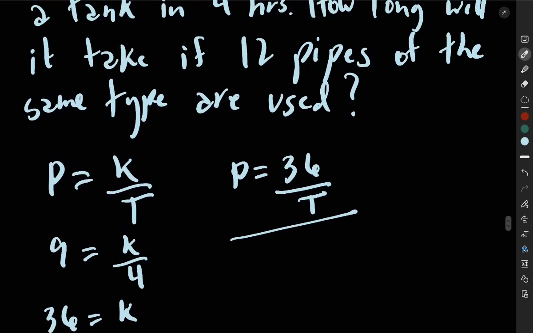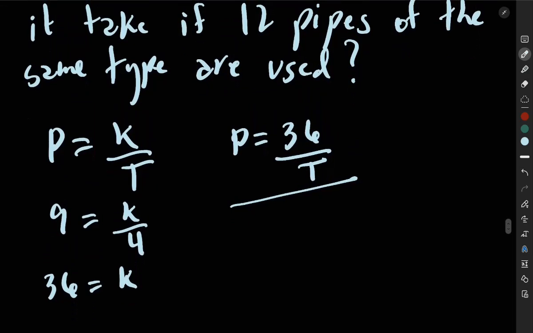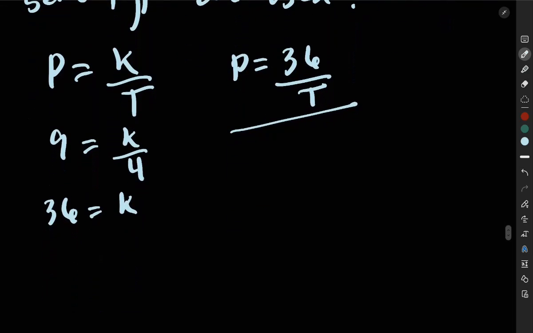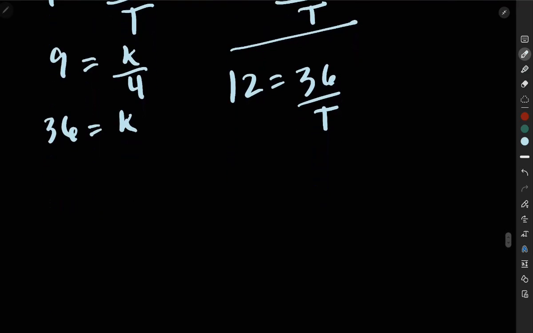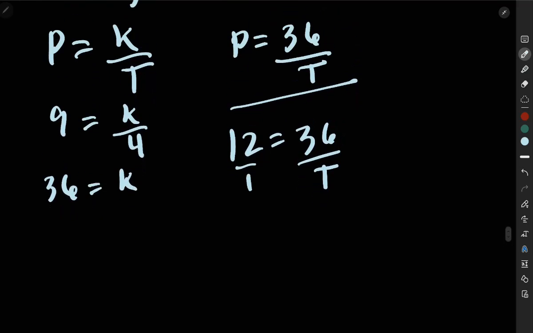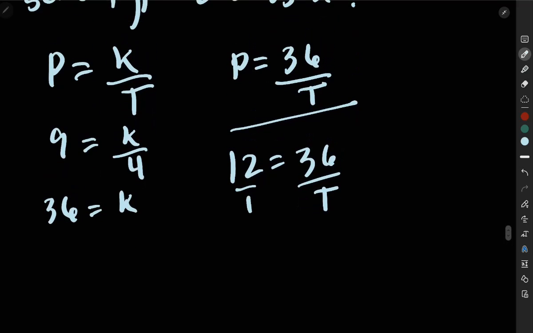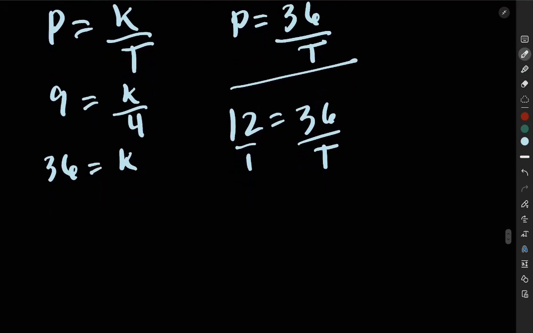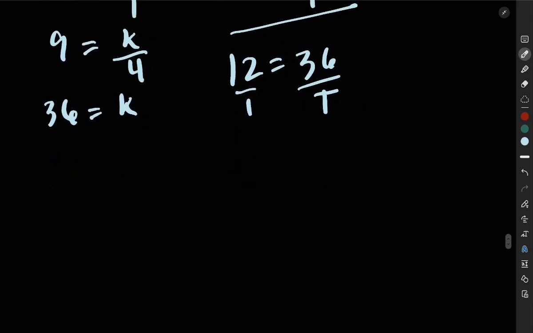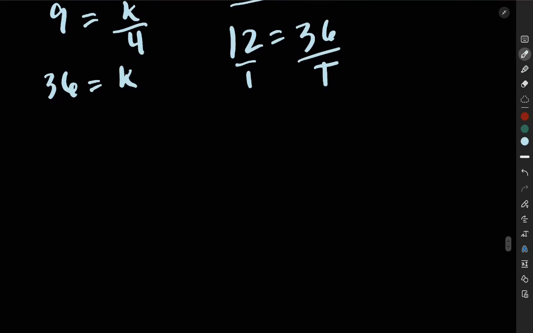Now it says how long will it take if 12 pipes of the same type are used. So there are 12 pipes. I'm gonna solve for time. So 12 pipes equals 36 over T. So 12 is the same as 12 over 1. Any whole number always has an invisible 1 at the bottom. So we're going to cross multiply.